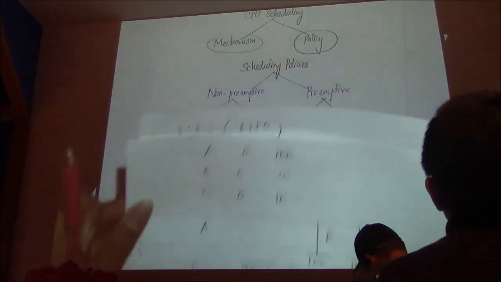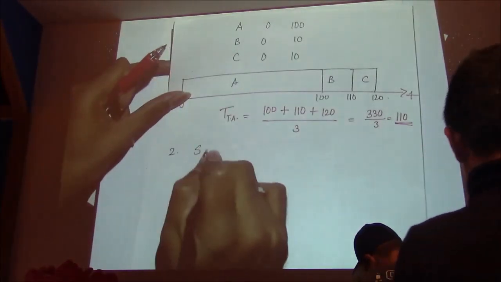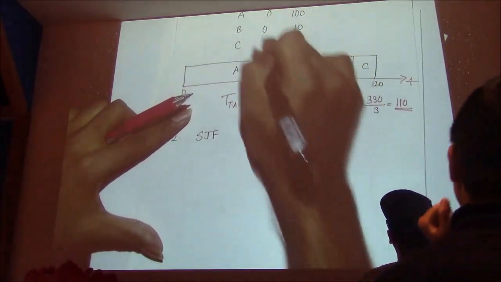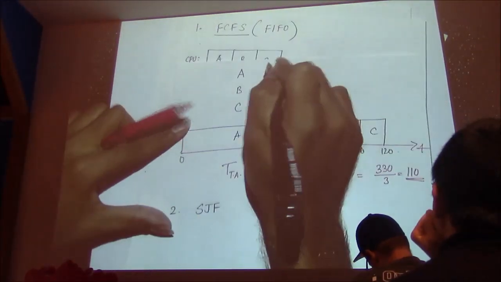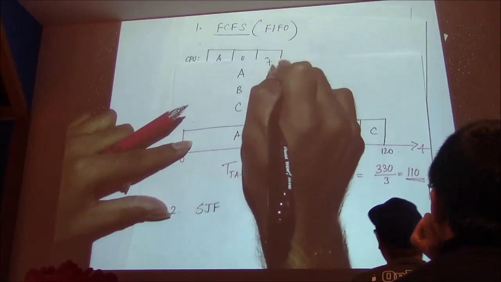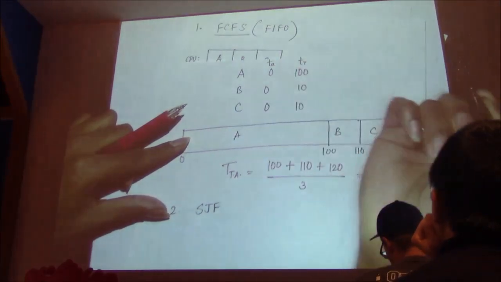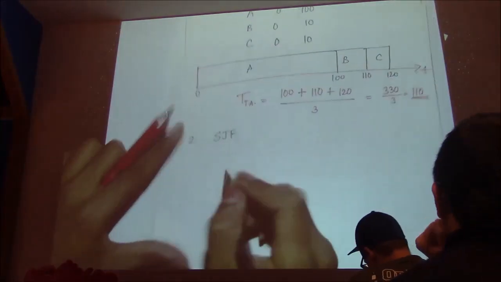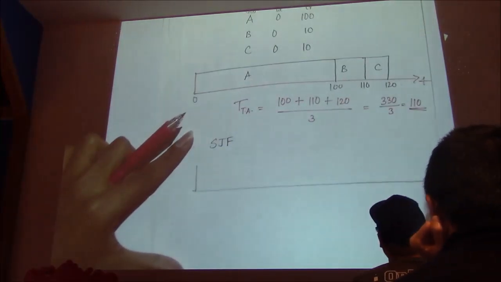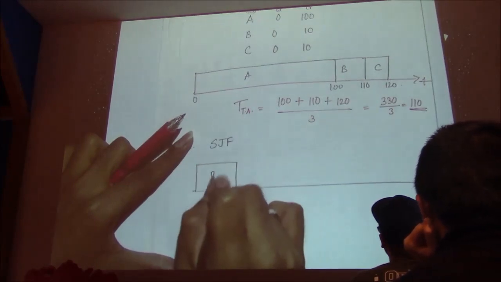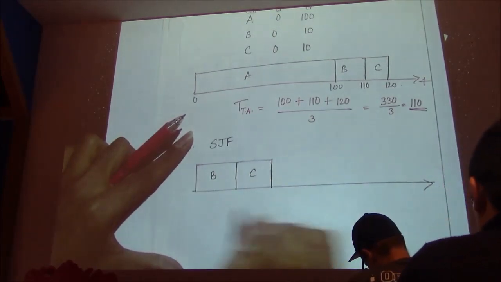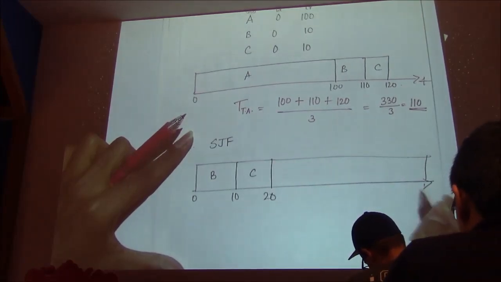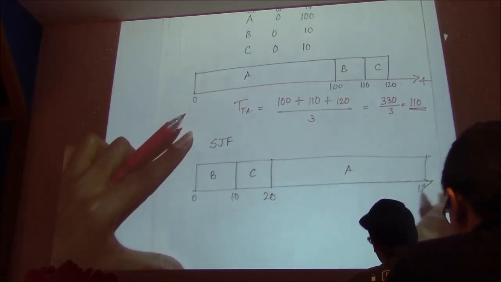So with the same example, shortest job first. Because all the three jobs arrive at time zero, we follow the same conventions: this is the time of arrival, this is the run time, this is the job. Here we can run B, then C at 20, and then we run A, finishing at 120.